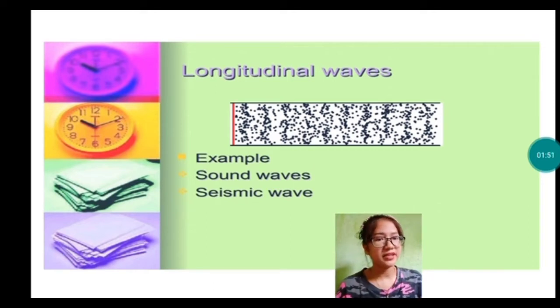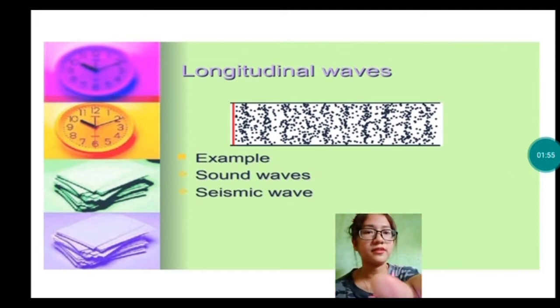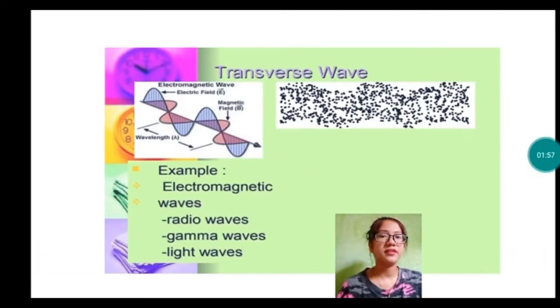Sound waves are the ones we hear. Seismic waves are the ones that travel wave energy in an earthquake. Transverse wave examples are electromagnetic waves: radio waves, the ones used in broadcast, gamma waves, and light waves.